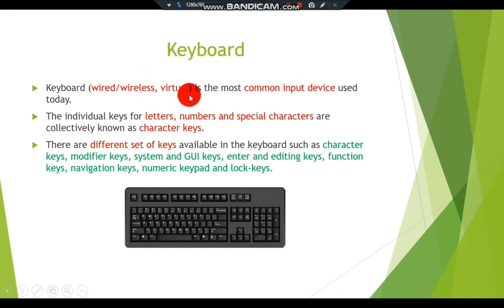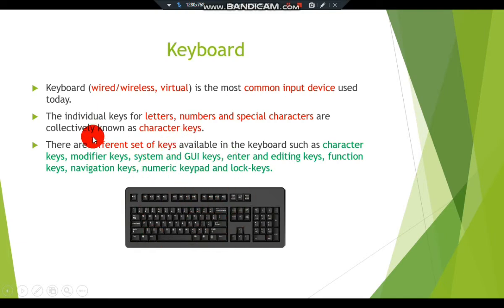Okay, so the keyboards are available in different kinds, that is either the wired keyboard, wireless, or virtual keyboards. These keyboards are used nowadays. The individual keys on keyboards are all known as keys. The individual keys for letters, numbers and special characters are collectively known as character keys.